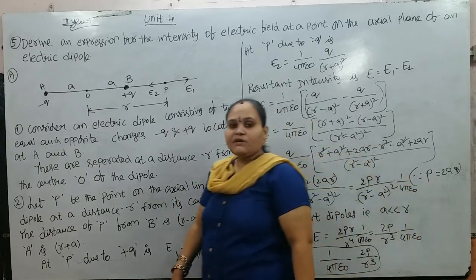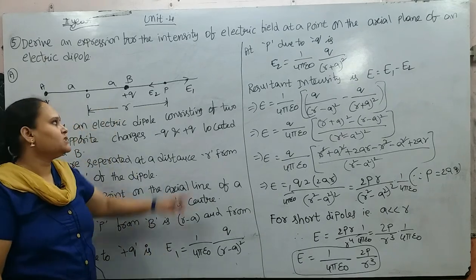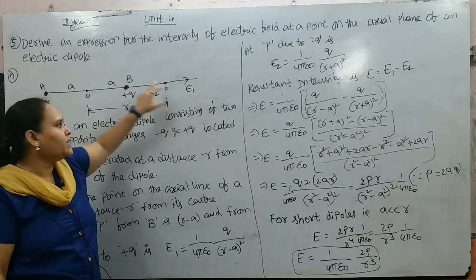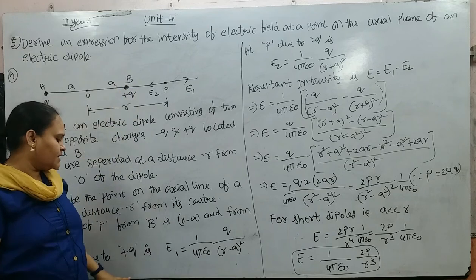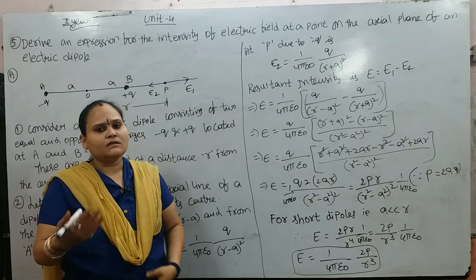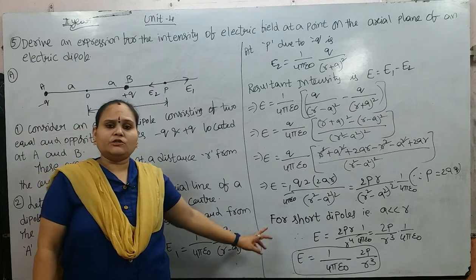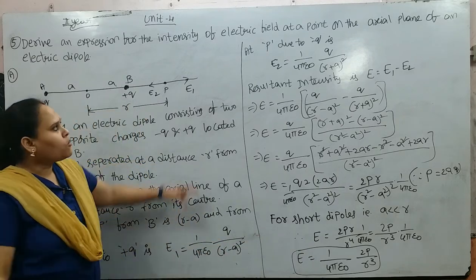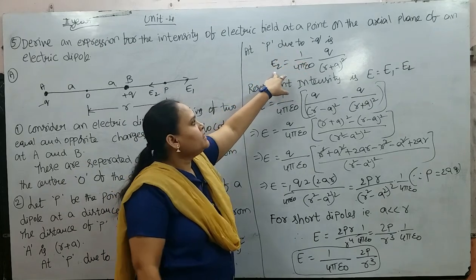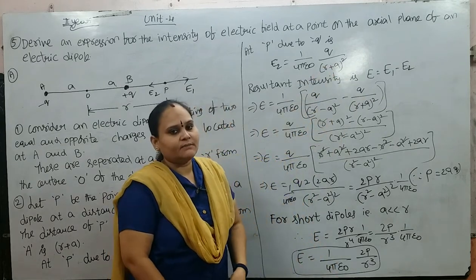Now the electric field intensity at a point P due to a charge plus q at point B is nothing but E1, where intensity E equals q by 4 pi epsilon naught r square. So here E1 equals 1 by 4 pi epsilon naught q by r minus a whole square. And the electric field intensity at point P due to the charge minus q at A is E2 equal to 1 by 4 pi epsilon naught q by r plus a whole square.